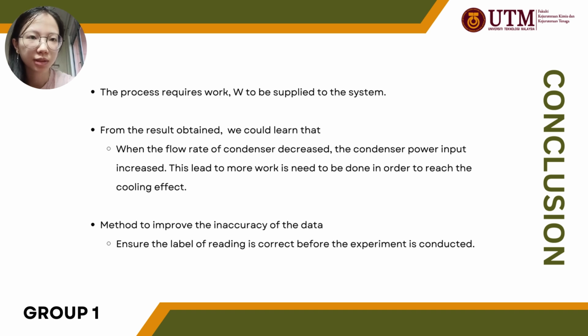Conclusion. The process requires work W to be supplied to the system as the vapor compression system goes against the second law of thermodynamics. Heat can never transfer from a colder region to a hotter region without any changes. From the results obtained, we learn that when the flow rate of the condenser decreases, the compressor power input increases. This leads to more work being needed to reach the cooling effect. To avoid any mistake or inaccuracy of the data, we have to ensure the level of reading is correct before the experiment is conducted.